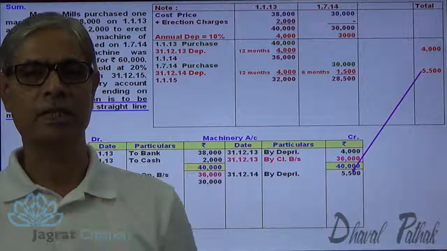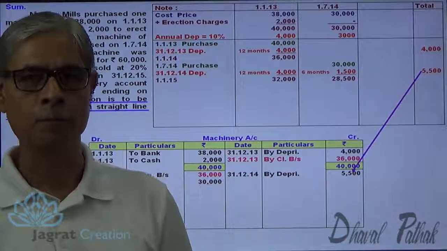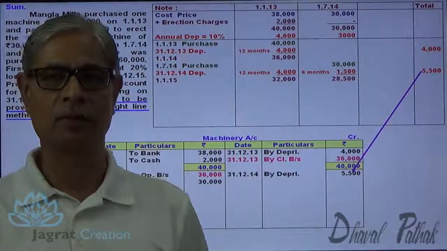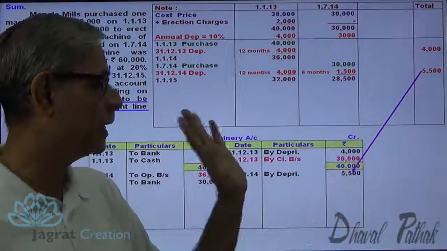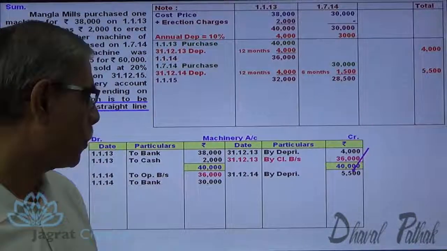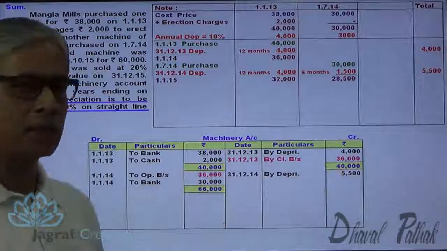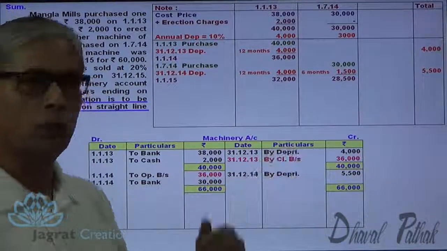This depreciation is transferred to profit and loss account at the end of the year. So you know the journal entry, profit and loss account debit to depreciation account credit 5,500. But here the machinery account is credited with 5,500. After recording this, I should find the closing balance. 66,000 minus 5,500. You will get the closing balance.